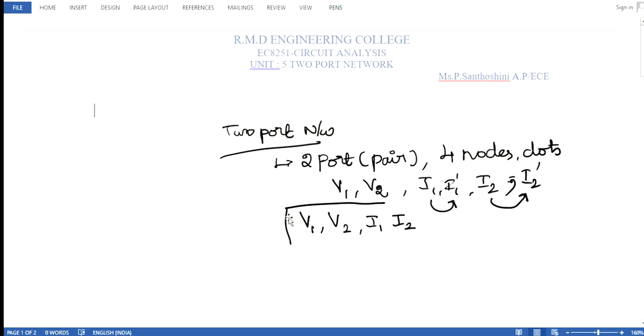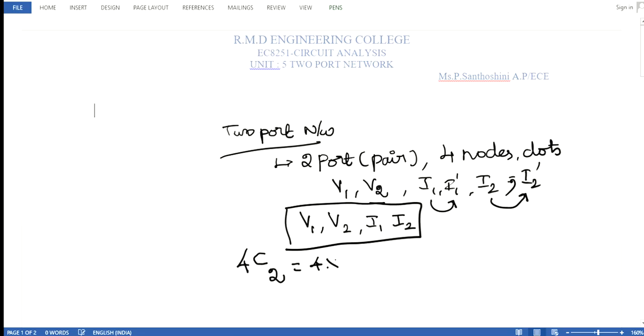So these are the four parameters: V1, V2, I1, I2. Four parameters we are writing as two equations. Four parameters, two equations. So tell me how many combinations are possible? Four parameters combined into two equations. Can you tell me what is the value of 4C2? Yeah, it is 6. How do we get the value of 6?